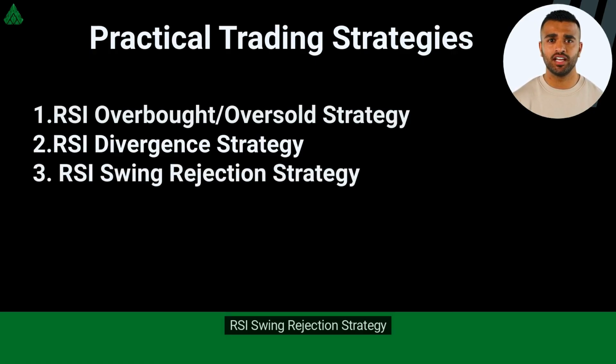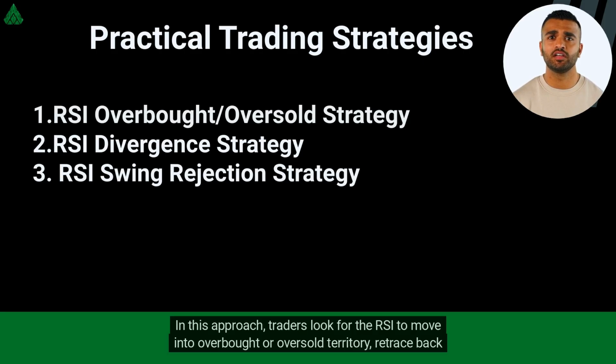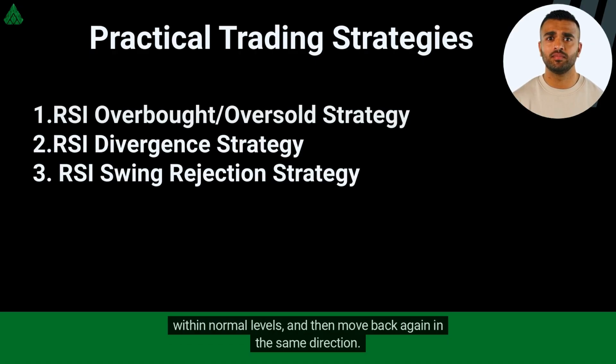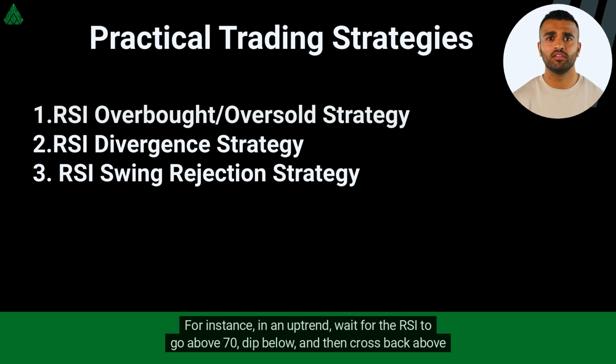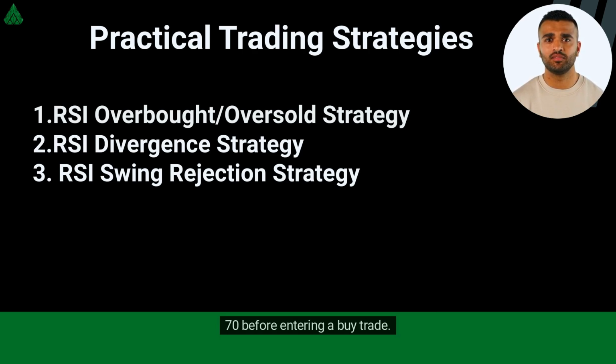RSI swing rejection strategy. In this approach, traders look for the RSI to move into overbought or oversold territory, retrace back within normal levels, and then move back again in the same direction. For instance, in an uptrend, wait for the RSI to go above 70, dip below, and then cross back above 70 before entering a buy trade.